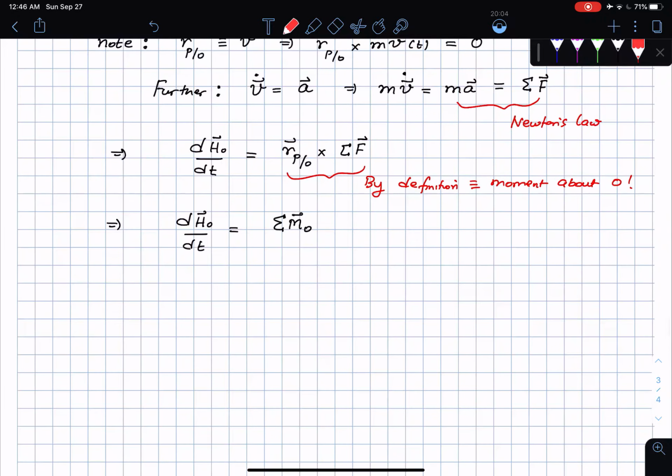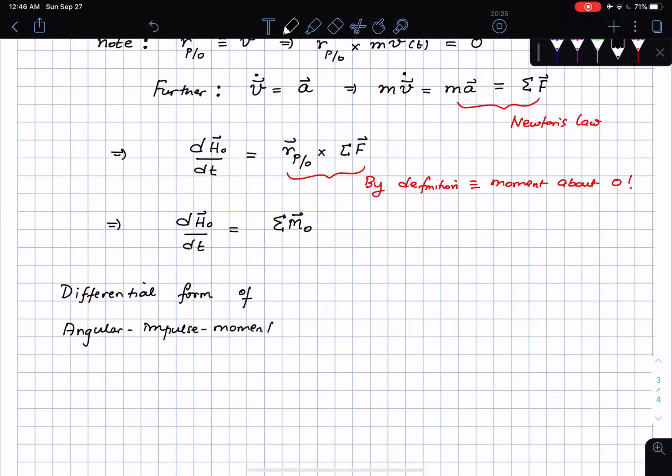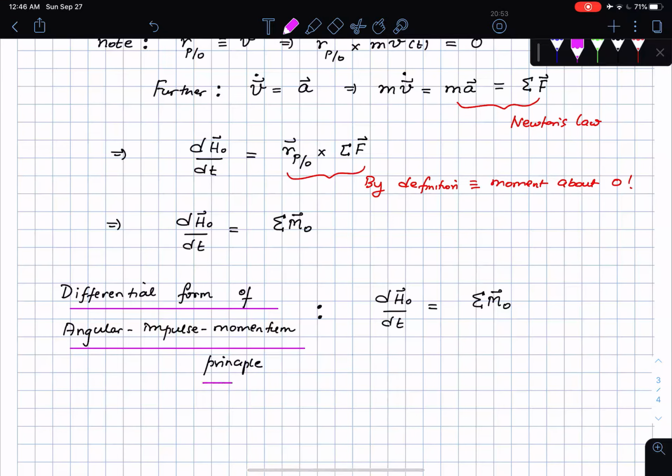Okay, so now I come to the differential form of the angular impulse momentum principle, and that is exactly what I have sitting right in front of me here. The differential form of the angular impulse momentum principle is the following. I'm just going to copy that equation and write it down here. This is the rate of change of angular momentum about a point is equal to the net moment acting at that particular point. If I choose a different point, a stationary observer, it will be the net moment about that particular point. Okay, so this is the differential form of the angular impulse momentum principle.